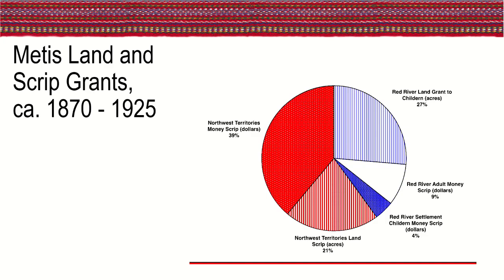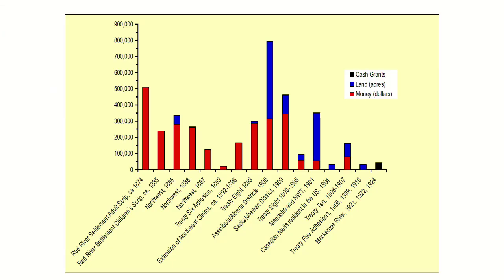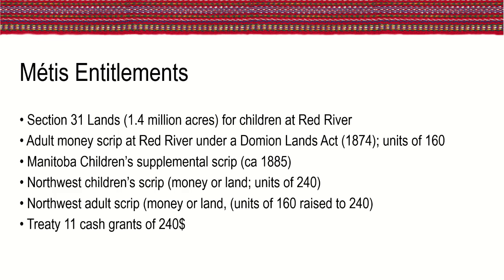So Métis land grants and Scrip grants, not the same thing. Red River, blue, adult money, children's supplemental, money Scrip, the stripes, the solid red, land Scrip, the stripes. About 5.4 million activity events. This is the money and land breakdown. After 1900, the money land breakdown is higher. It's more important. So we've been doing this basic sort of stuff.